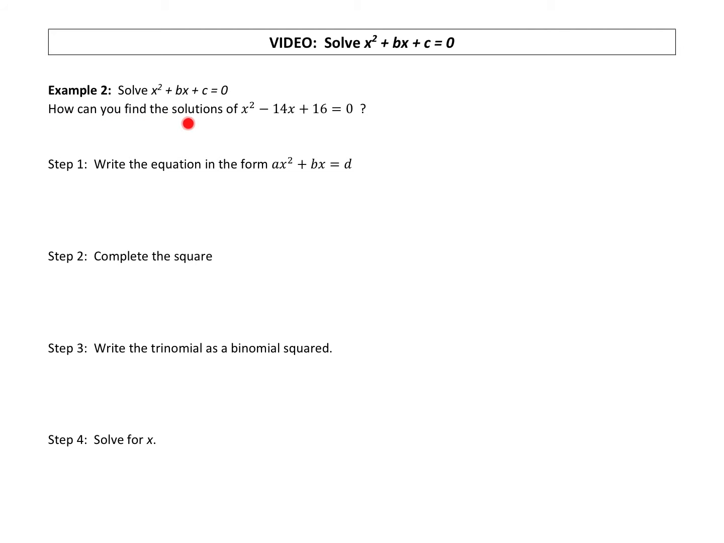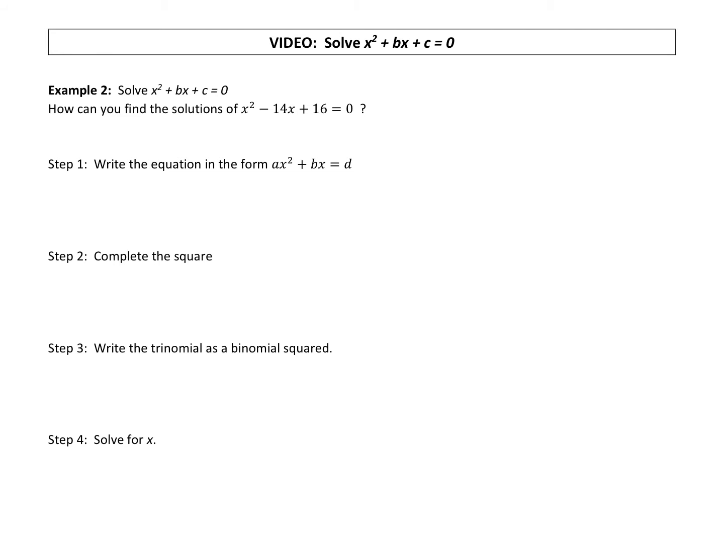How can you find the solutions of x squared minus 14x plus 16 equals 0? So here's our quadratic equation. If we were to consider factoring first, do we have factors of 16 that add up to a negative 14? We would go through our list and we wouldn't be able to come up with any. So we can manipulate our equation in such a way that it allows us to create a perfect square trinomial that we can then factor, and then we can solve using square roots. So it actually is a way for us to combine our factoring and square roots methods.